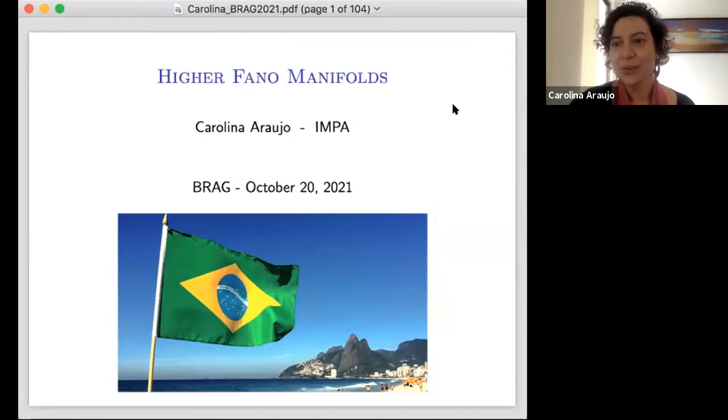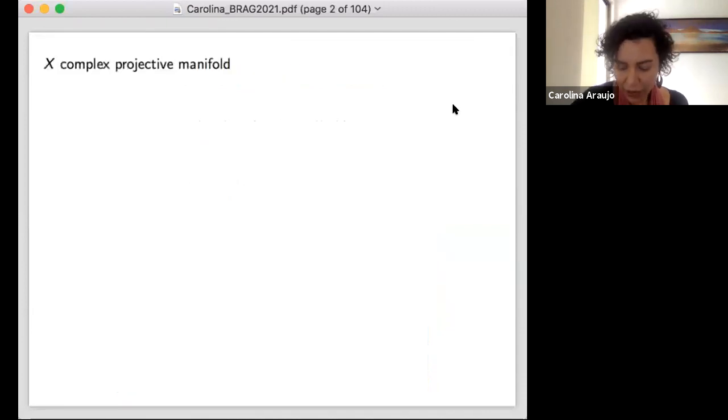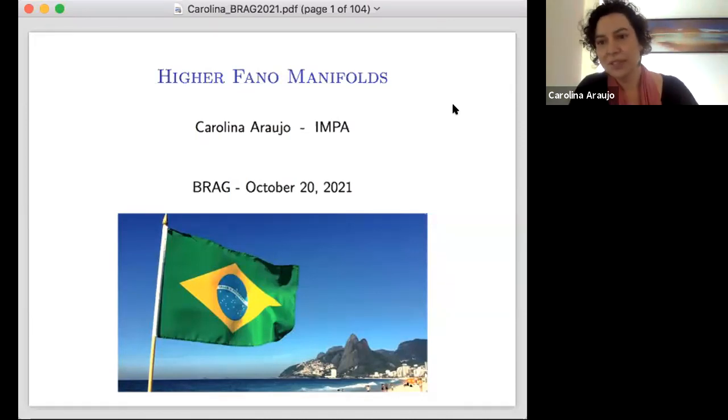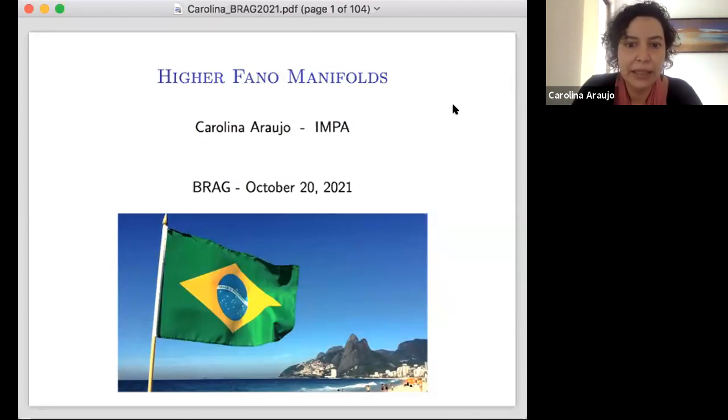Thank you, Eduardo. Thank you, everyone, for being here for this talk. Okay, so today I want to discuss higher Fano manifolds. These are going to be properly defined. But the idea is that we are going to explore some conditions on the positivity of the tangent bundle of projective manifolds and understand what are the geometric properties that these conditions impose on the varieties.